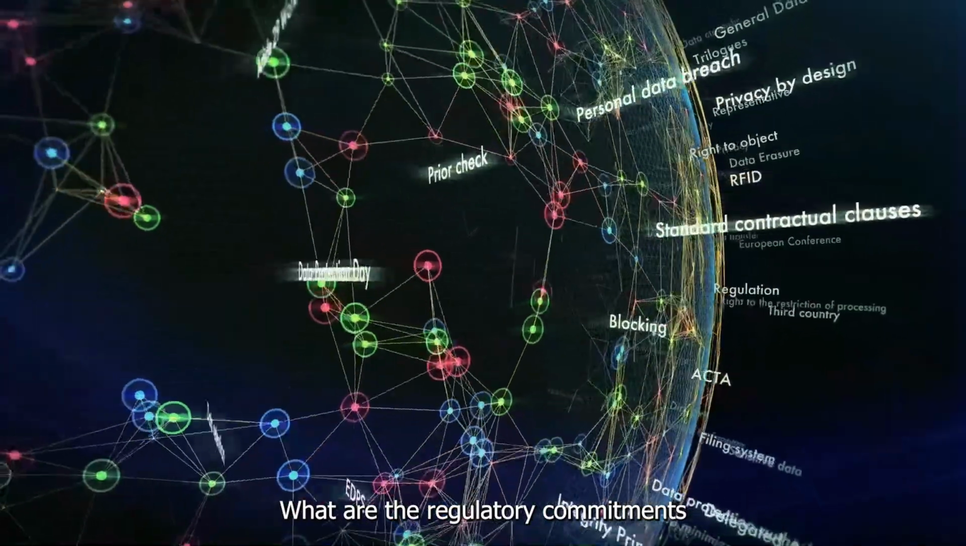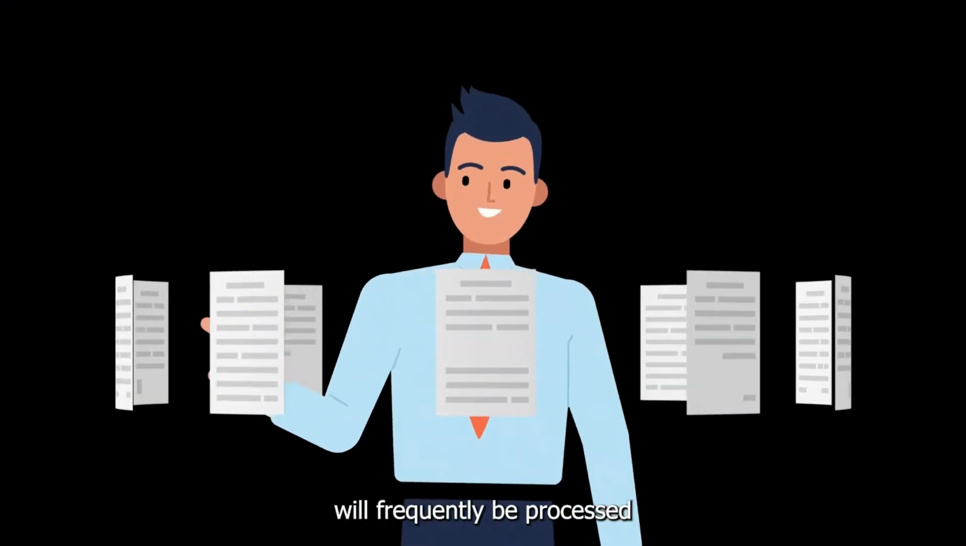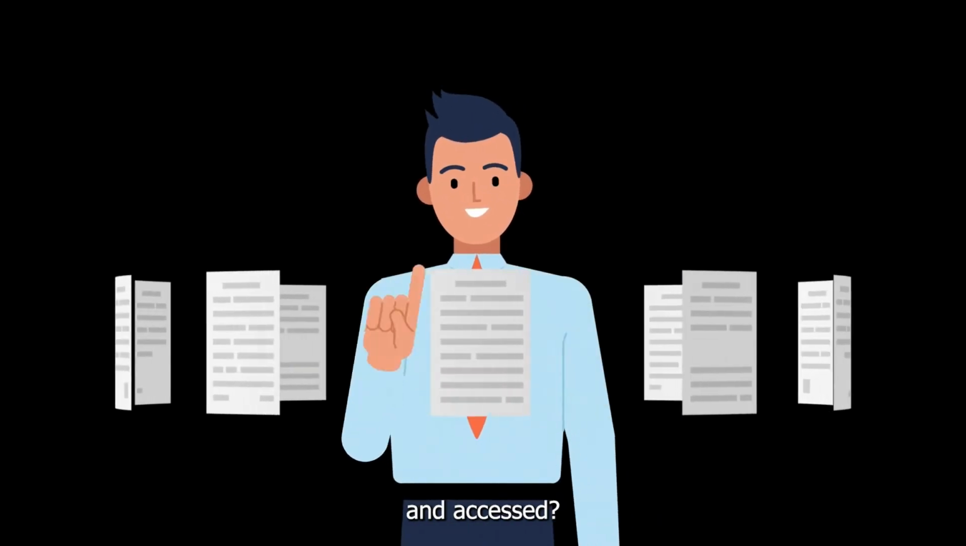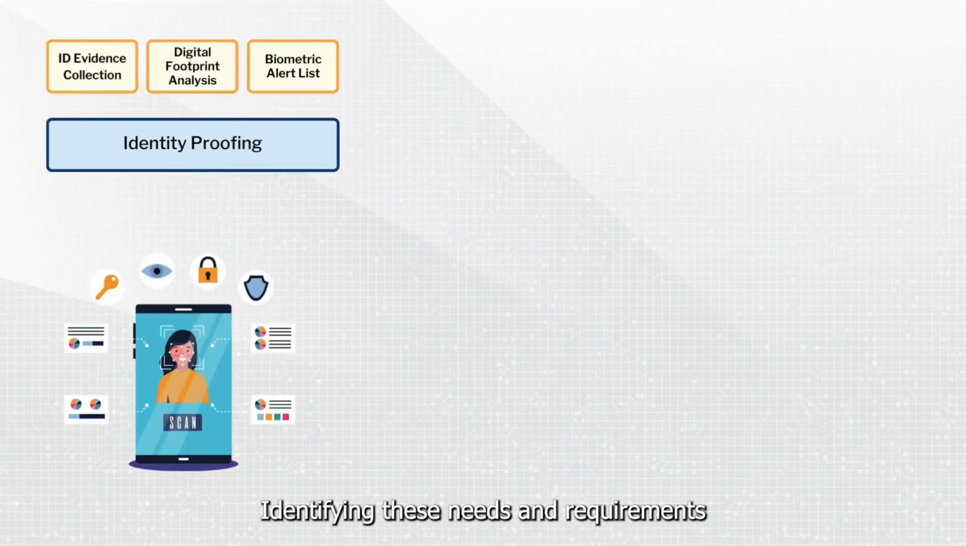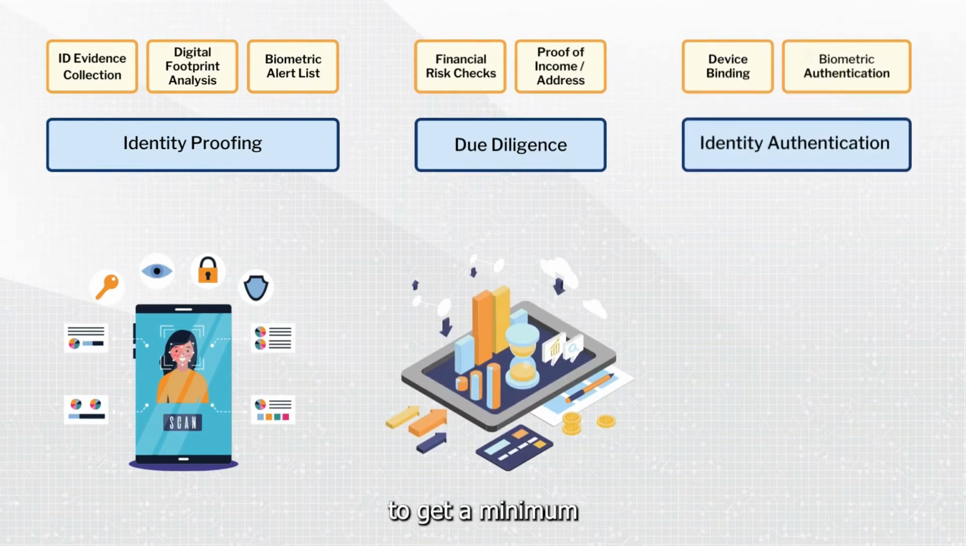What are the regulatory commitments the company must fulfill? What types of data will frequently be processed and accessed? Identifying these needs and requirements help businesses prioritize which facets and features are needed to get a minimum viable product out the door.